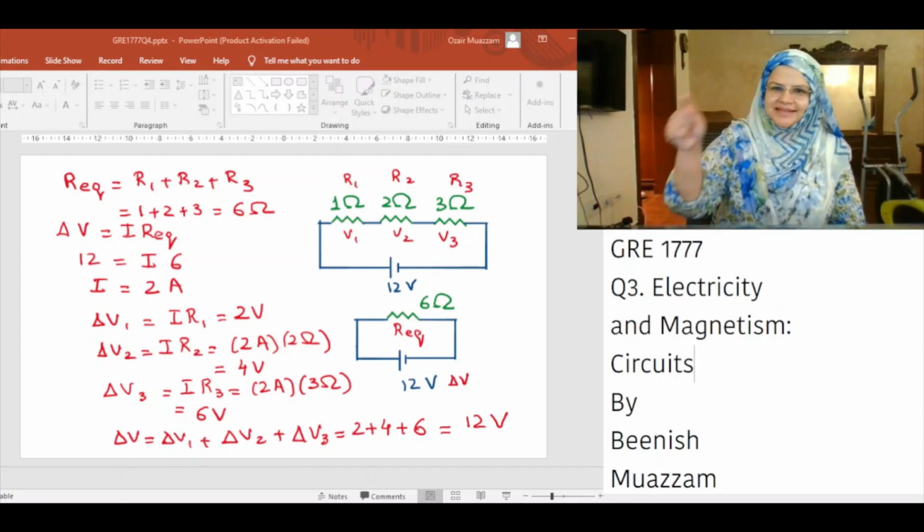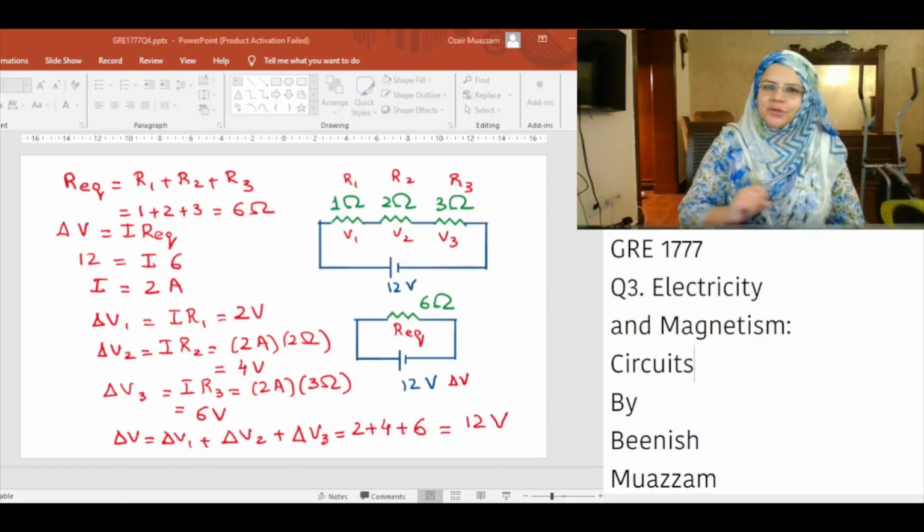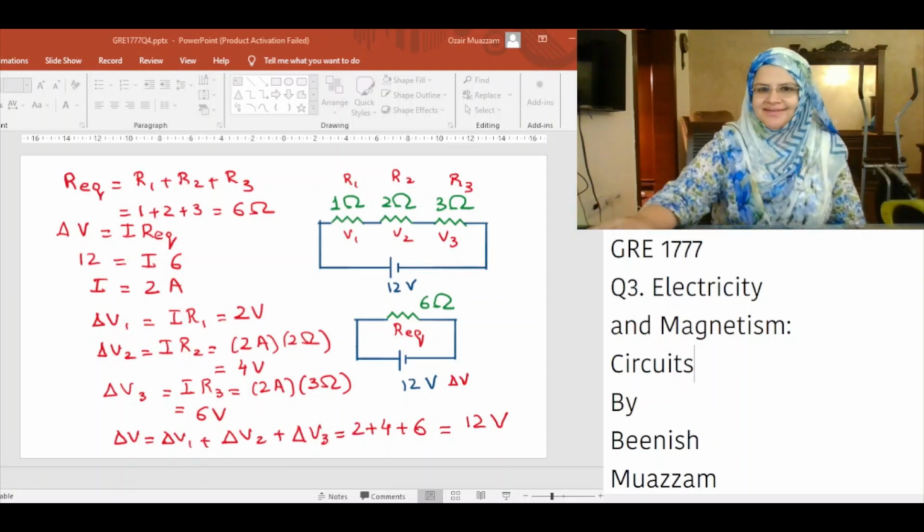The current in the series circuit remains the same. Since the charge cannot build up in the wire between the resistors, the greater the resistance, the greater the voltage drop. The total voltage drop is equal to the sum of the voltage drops across each resistor.